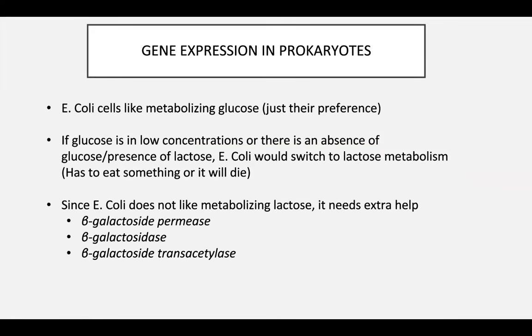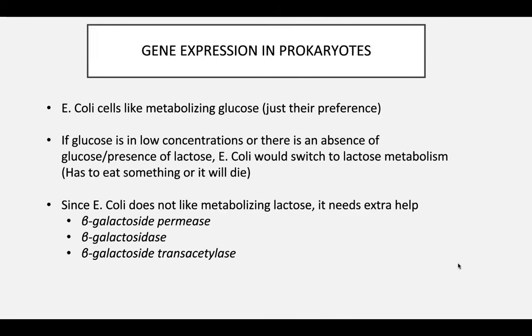Different genes within E. coli will start to be expressed so that it can metabolize lactose. Since E. coli doesn't prefer metabolizing lactose, it needs extra help. Galactoside permease is a carrier protein that becomes activated and helps move lactose into the cell. Beta galactosidase helps hydrolyze lactose, and beta galactoside transacetylase transfers acetyl groups to beta galactosides to help allow it to function.